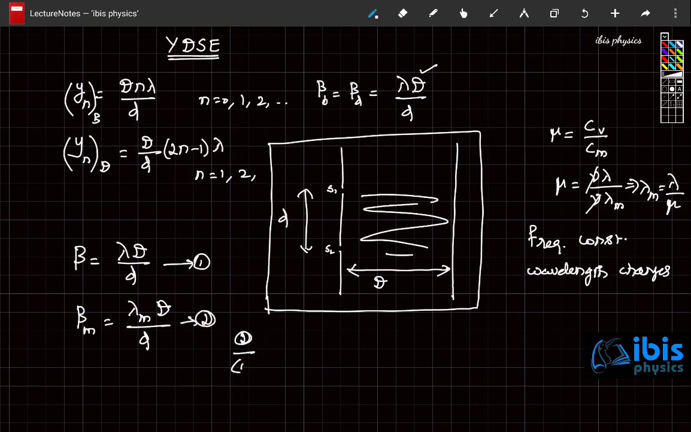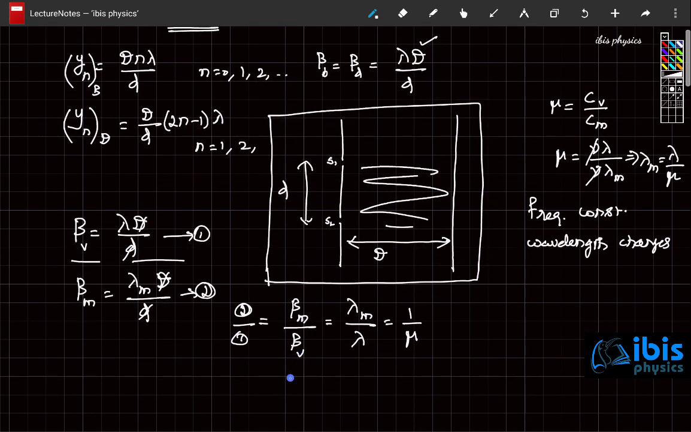Dividing the second equation by the first equation, you get β medium by β vacuum equal to λ medium by λ, and when you divide these two, the common terms cancel. Here λ by λ medium is mu, so λ medium by λ is 1 by mu. This is equal to 1 by mu. Hence β medium is equal to β vacuum by mu.